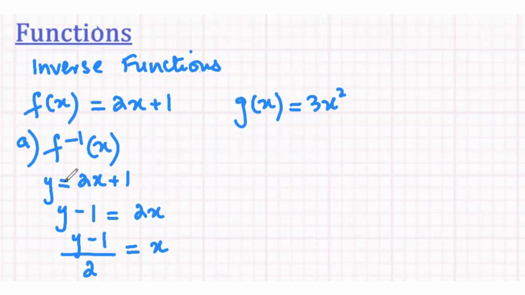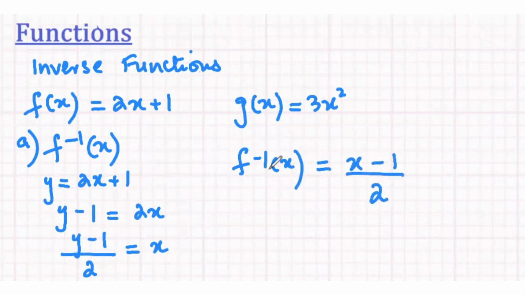So now you can see that instead of y being the subject, x is the subject of the equation. So last step is going to be to replace x with f inverse of x and y with x. So your inverse is (x minus 1) over 2.